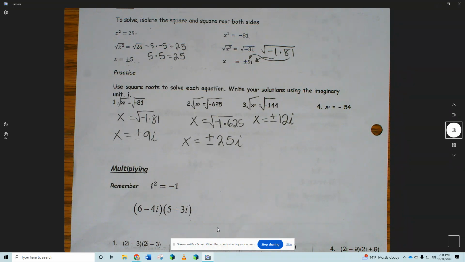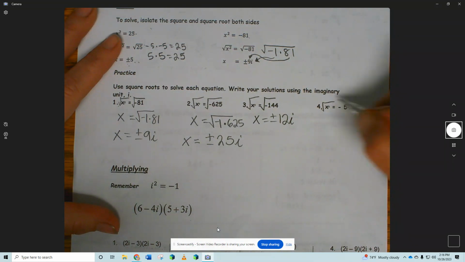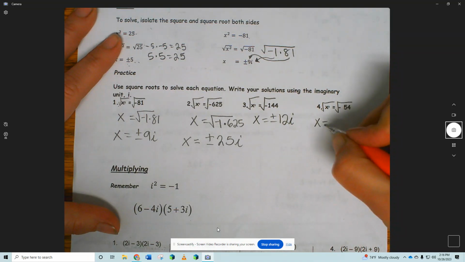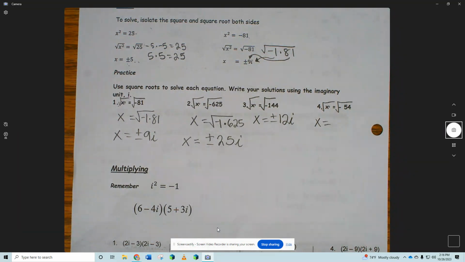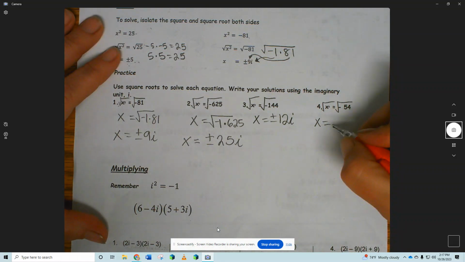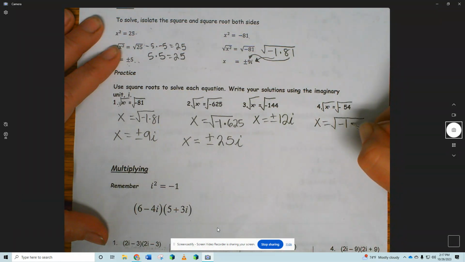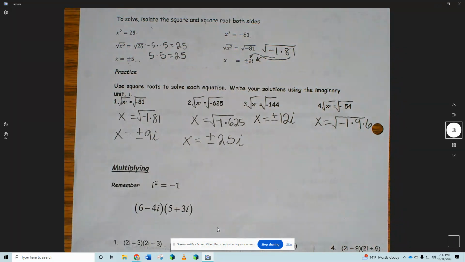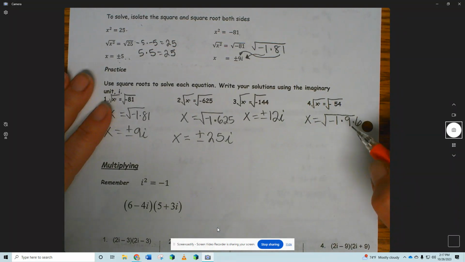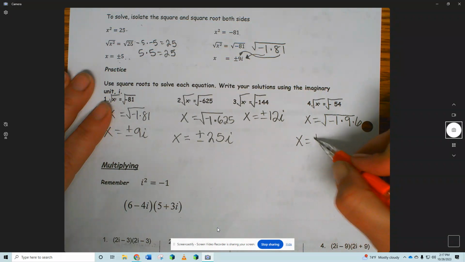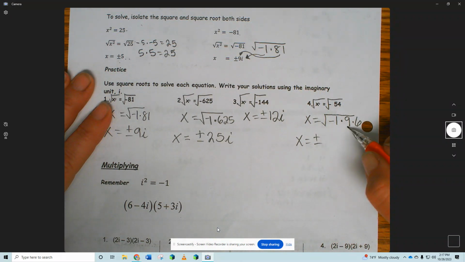54 is marginally easy. Square root both sides. It is not a perfect square. Break it down. 4, 9, 16. What goes into 54? 9 and 6. Ready? Negative 1 times 9 times 6. Out comes, oh, well, first of all, hold on. X equals plus or minus. Ready? 9 is the 3. Negative 1 is the i.